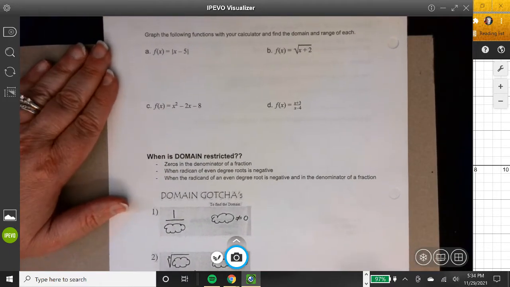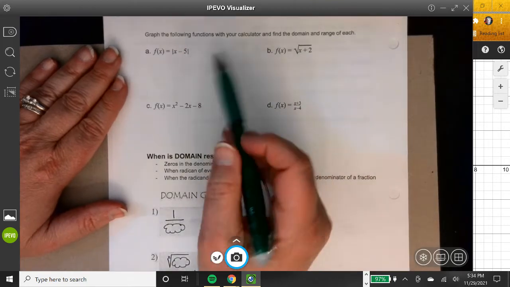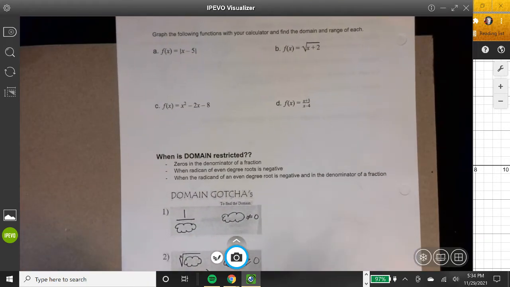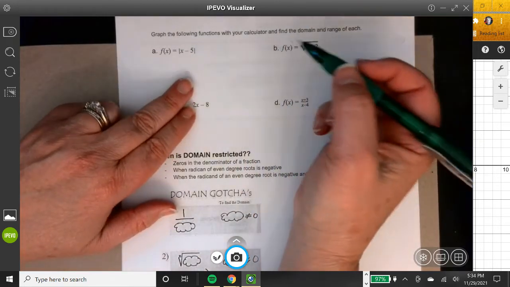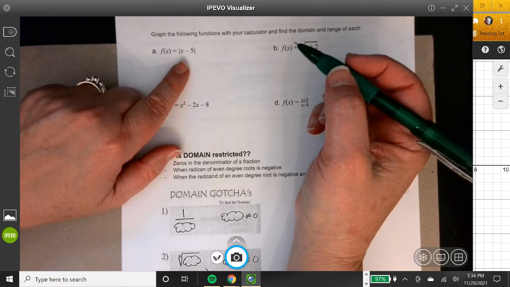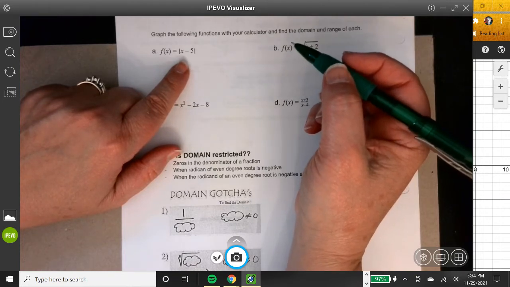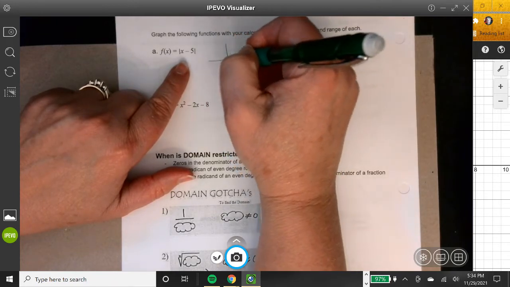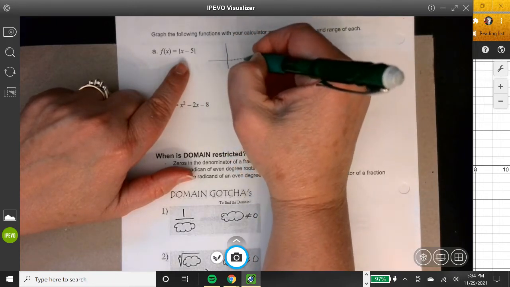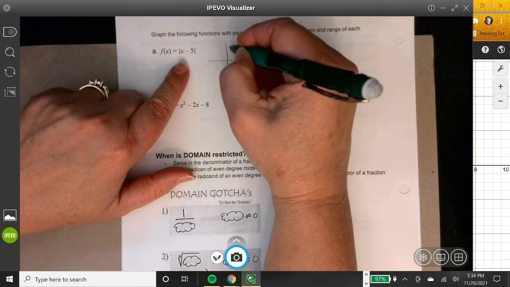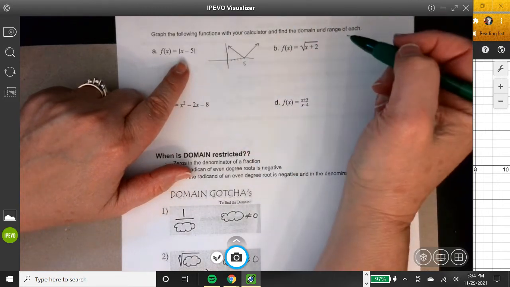Now, moving on, we're going to talk about some functions and whether we can determine their domain and range. Now this says graph the functions with your calculator and find the domain and range of each. But in pre-cal, I think we know that we can graph these by hand. This is the absolute value function shifted to the right by 5. So let's do that. 1, 2, 3, 4, 5. And then my absolute value function looks like this, the well-known V function.